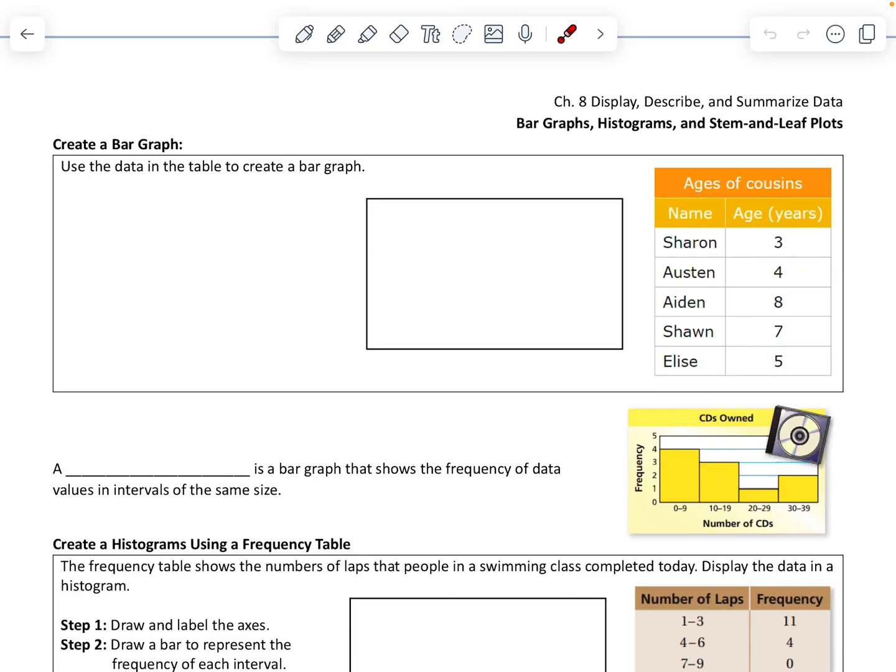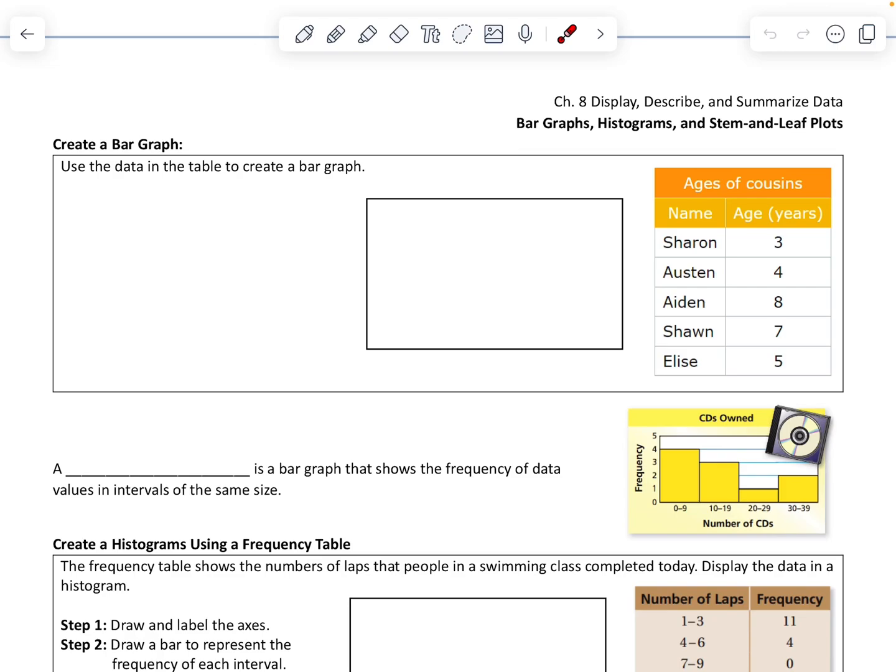Today we are going to be combining a few lessons in Chapter 8. This lesson is going to be about bar graphs, histograms, and stem and leaf plots. These are all different types of graphs and ways to display data that we're going to learn about. Bar graphs you should be very familiar with, and then histograms and stem and leaf plots may be new to you, but these are all options of graphs that you can use on your project when we start that next class. So this first example, we're going to be creating a bar graph.